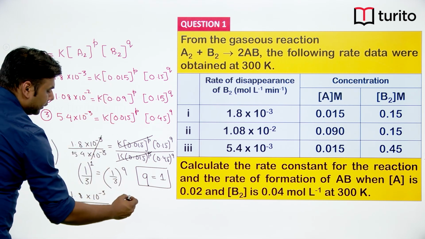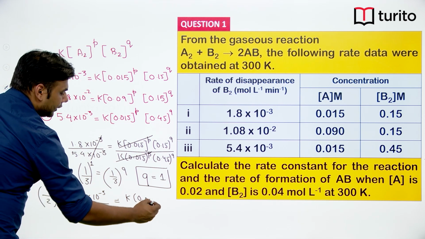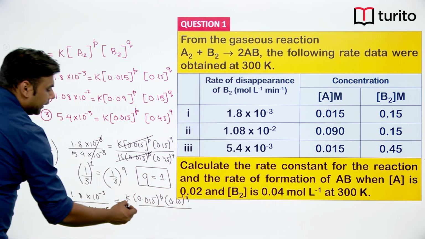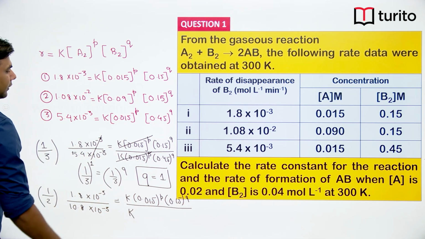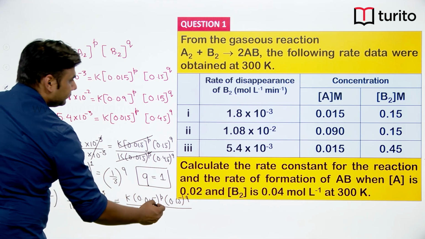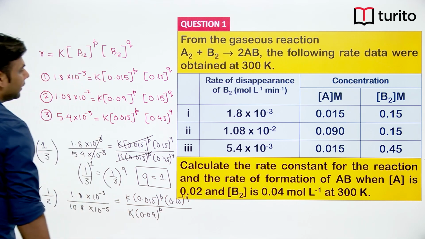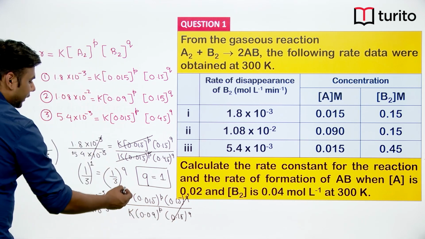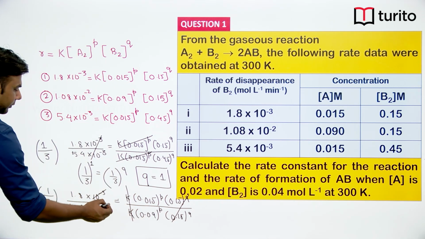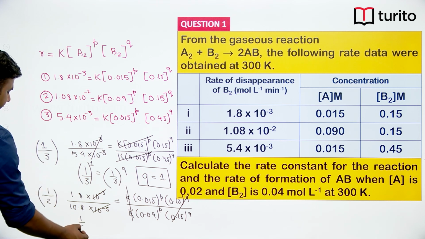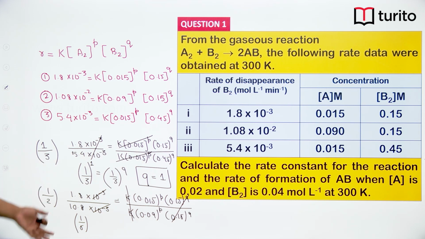This is basically K into 0.015 raised to power P into 0.15 raised to power Q divided by K into 0.09 raised to power P, okay, into 0.15 raised to power Q. So these two terms will get cancelled out, K and K gets cancelled out. So basically 10 raised to minus 3 and 10 raised to minus 3 gets cancelled out. So this is basically 1 by 6. Okay. So 1.8 divided by 10.8 is 1 by 6.